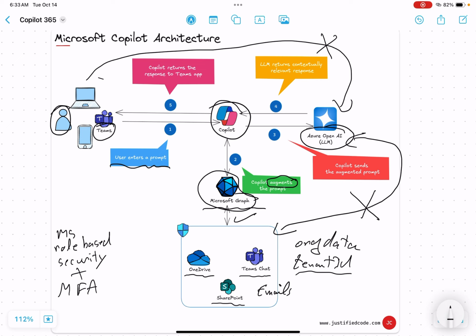Always let the Copilot augment that prompt, and then the Copilot, which is the orchestrator, sends that augmented prompt to the LLM. That can be Azure OpenAI in our case here. The LLM, remember, is a generative AI. That's its sole responsibility. You give it the augmented prompt, and it returns the response in form of text in step number 4, and that text is what the user sees.